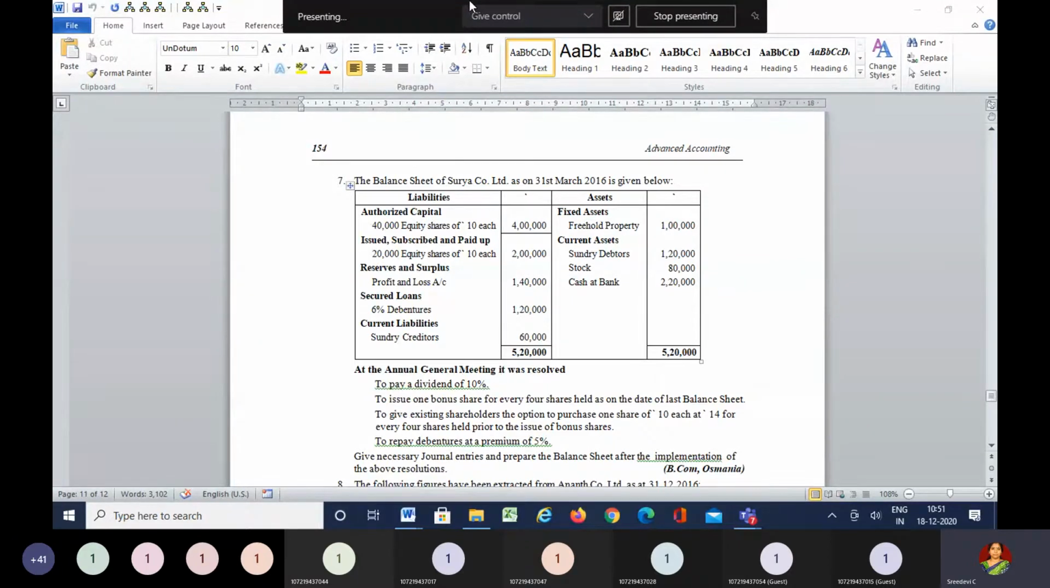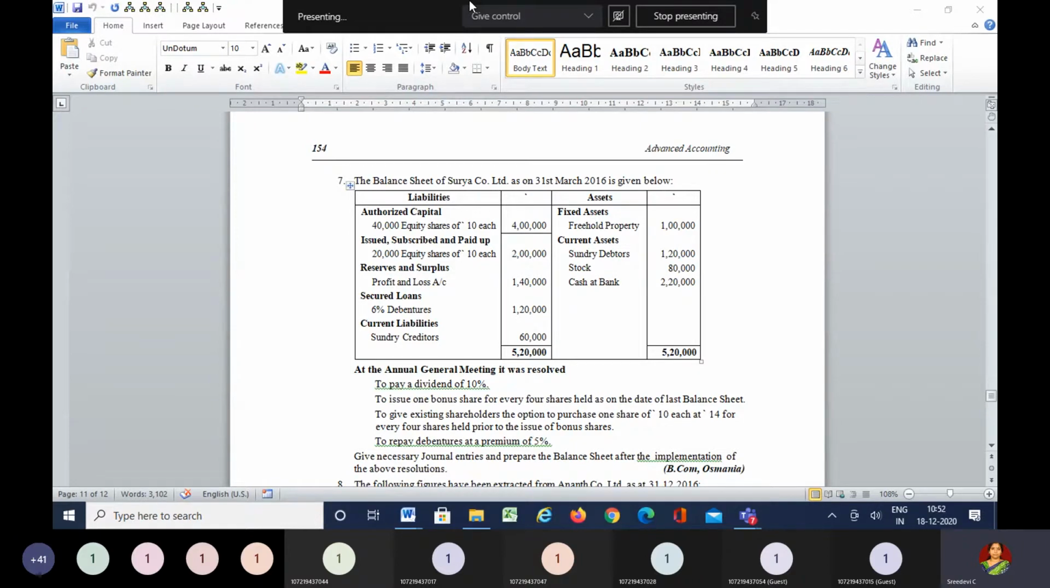So for 20,000 shares, how many bonus shares have to be issued? 5,000 bonus shares, ma'am. Yes, it is 5,000 bonus shares. Whenever bonus shares are issued, they have to be issued fully paid, because it's a new bonus share. So 5,000 shares at the rate of 10 rupees each, therein the amount required will be 50,000 rupees. For the same, we also need to make the arrangement, so that we'll see while writing the journal entries.